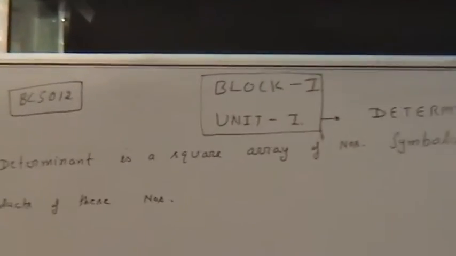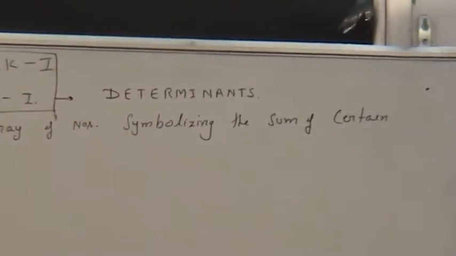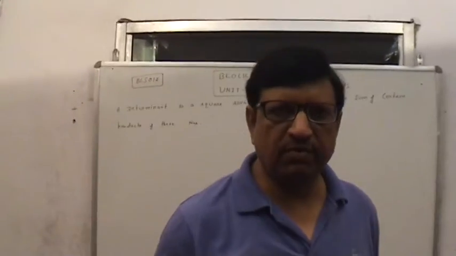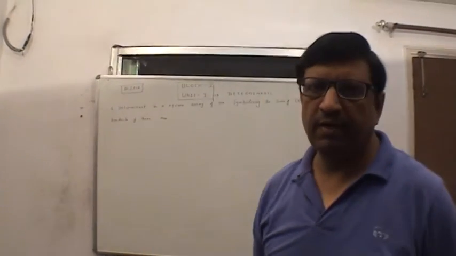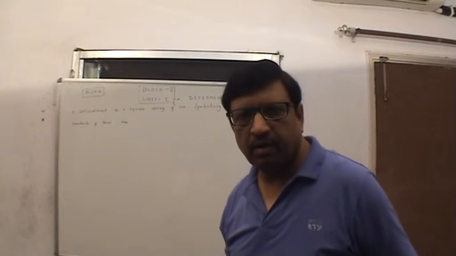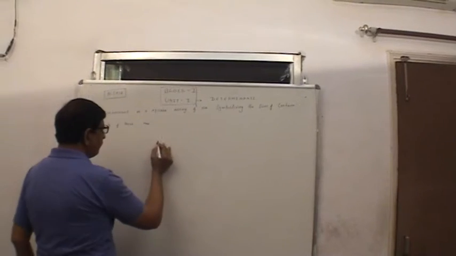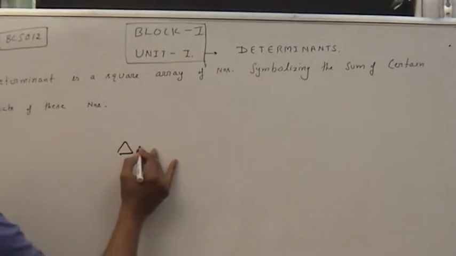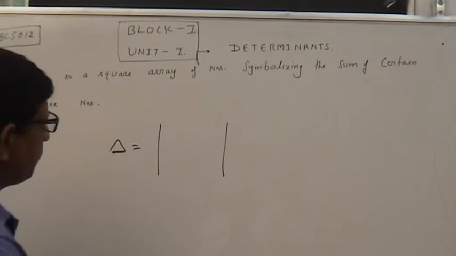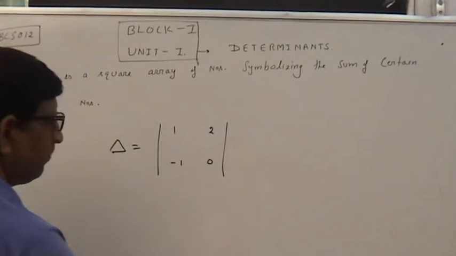A determinant is a square array of numbers symbolizing the sum of certain products of these numbers. This definition will become much clearer while we practice numerical problems. Every determinant can be written in this form. We denote it by the letter delta and write the elements between two lines. Say, it is 1, 2, minus 1, 0.